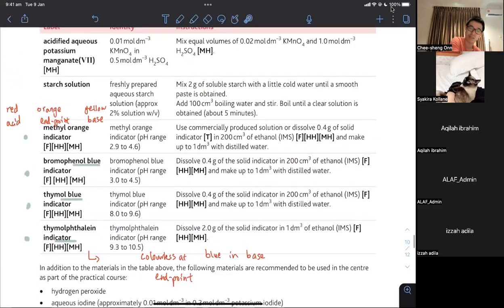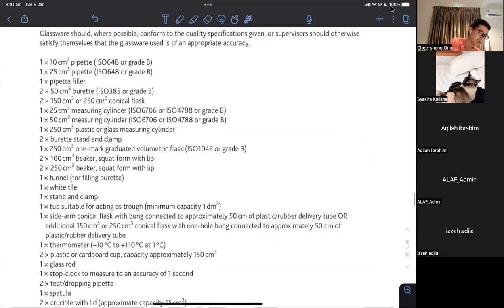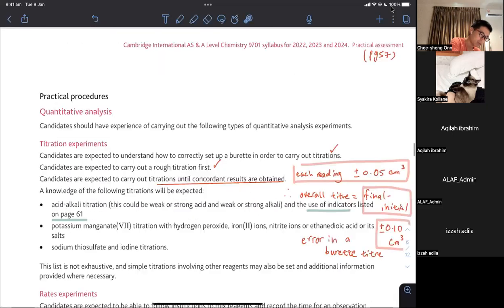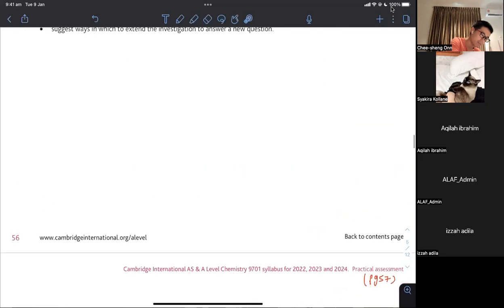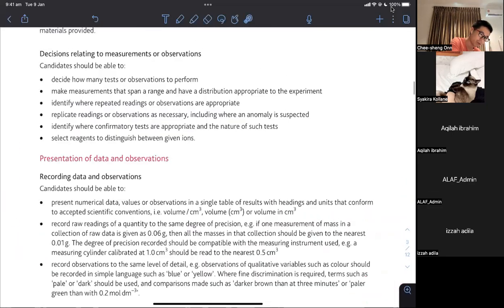I mean, it's in the syllabus, okay? So acid-base titration is one of the simplest things you can ever get. I'm just going to go through the other one now. Let's go through the first page, okay?